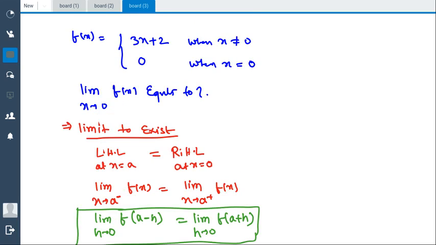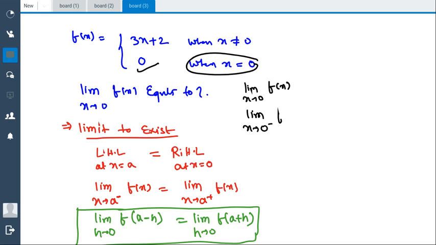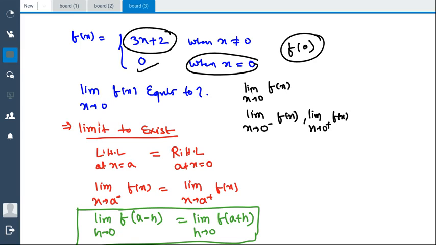Okay, now let us try to solve this problem. So basically they are saying that at x is equal to 0, the value is 0. Fine. Basically they want limit x tends to 0 f(x). So they want limit x tends to 0 minus f(x) and limit x tends to 0 plus f(x). Means what is the value f(x) is approaching when x is approaching 0. Basically they are not telling you to find the value of f(0), because they have already given f(0) is 0.